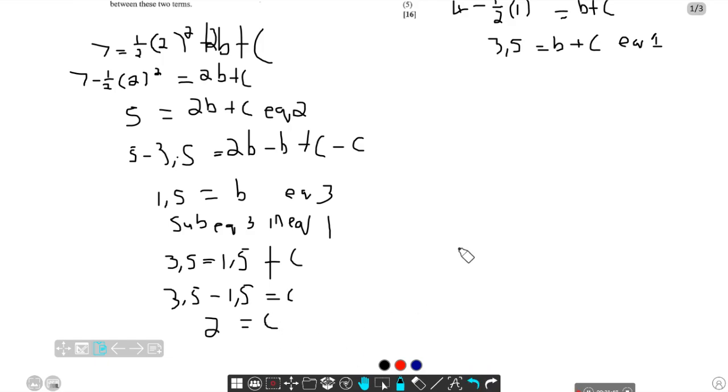Then now we can write our new equation. We can write that now. Tn is equal to, so a was our half, so it's going to be half n squared plus b, so our b was 1.5, so there's going to be 1.5n, then it's going to be what? Plus 2. That is our new equation.